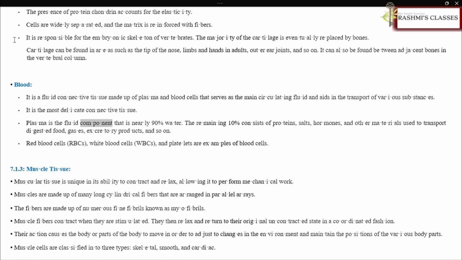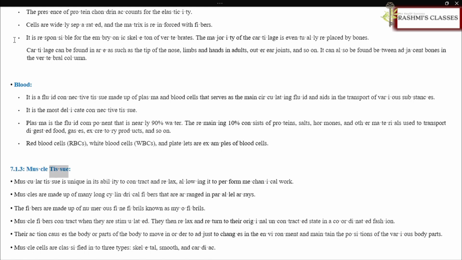Plasma is the fluid component that is nearly 90% water. The remaining 10% consists of proteins, salts, hormones, and other materials used to transport digested food, gases, excretory products, and so on. Red blood cells (RBCs), white blood cells (WBCs), and platelets are examples of blood cells.